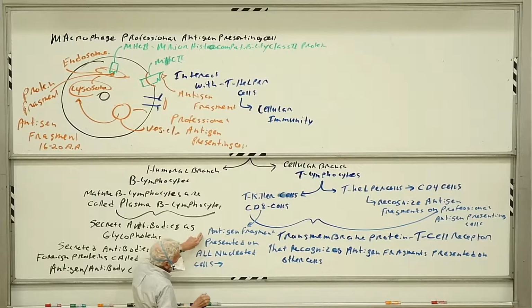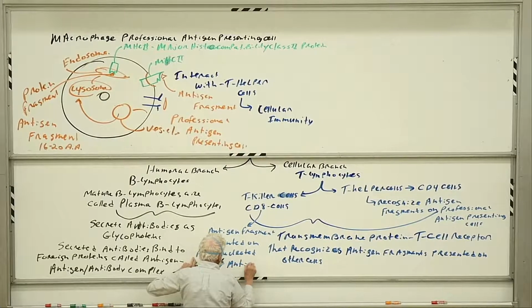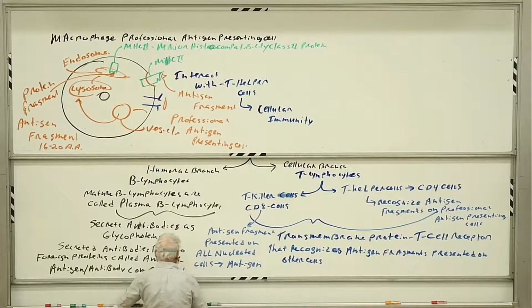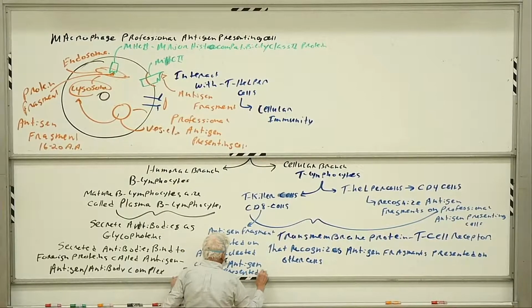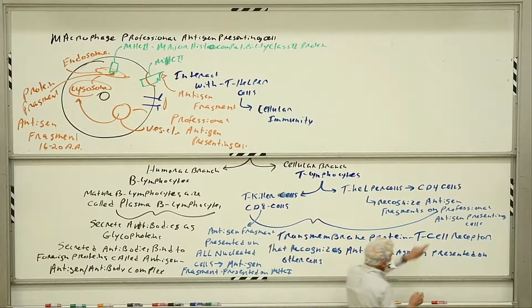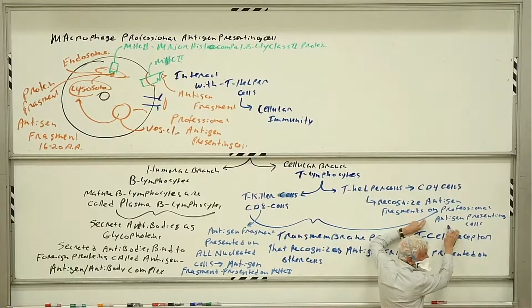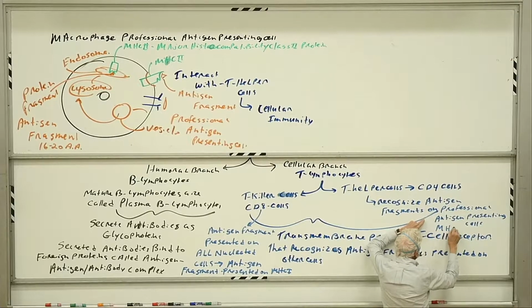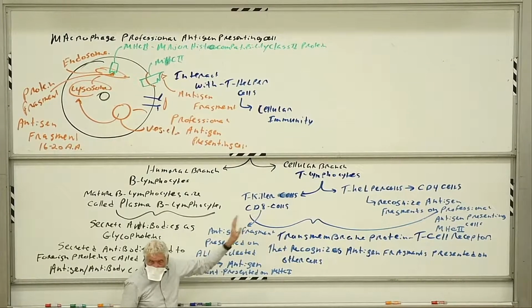For these CD8 cells to recognize antigen on a foreign cell, the antigen fragment is presented on MHC1. Over here, remember these are professional antigen presenting cells, so these are now going to be on MHC2. So that's the general outline of where we're headed.